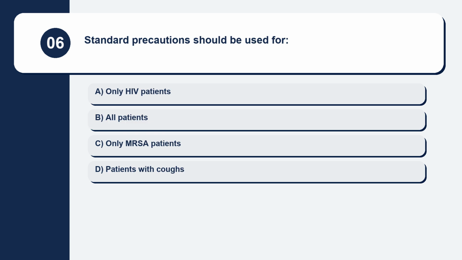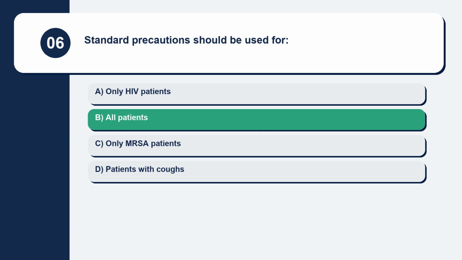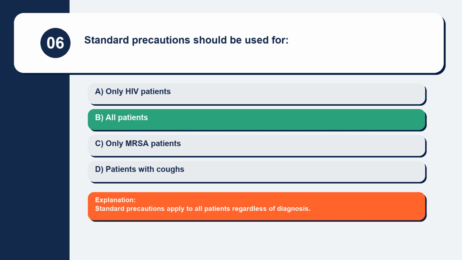Question 6. Standard precautions should be used for only HIV patients, all patients, only MRSA patients, patients with coughs. Standard precautions apply to all patients regardless of diagnosis.